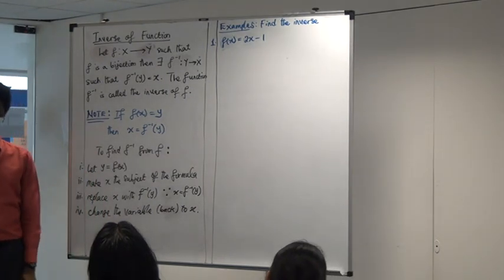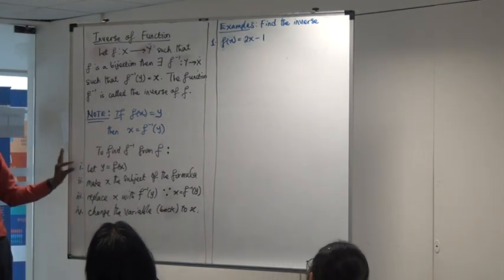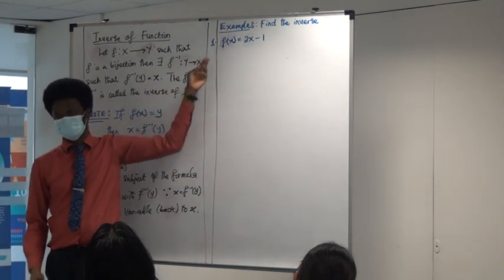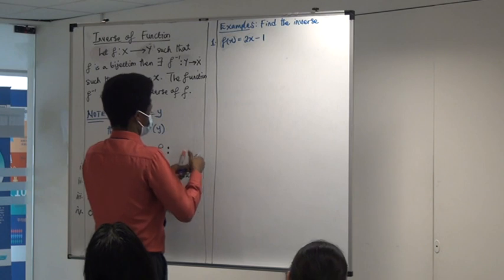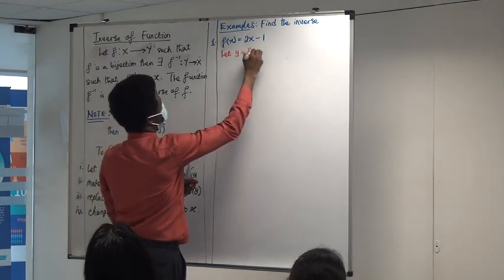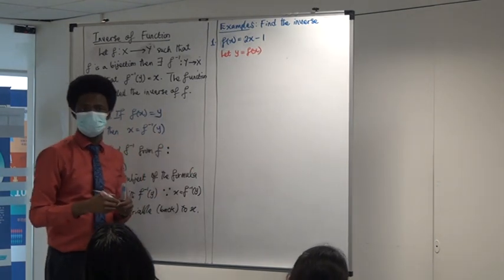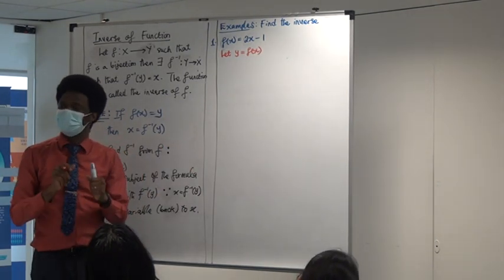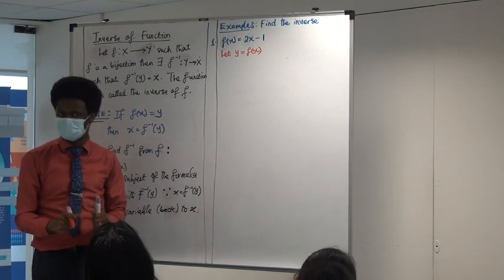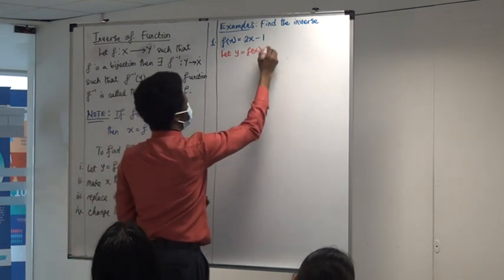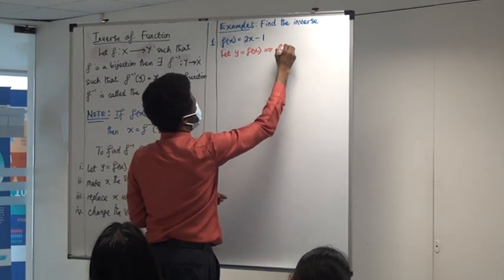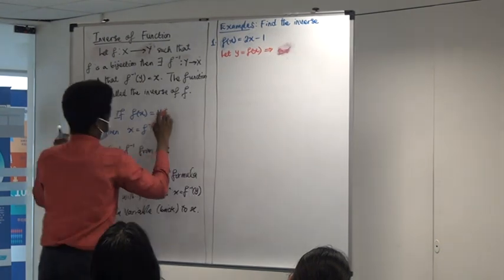Find the inverse of this function. The first thing you need to do, step 1, replace f of x with y. So you write, let y be f of x. Immediately you write this, for my solution, especially, this is IB, this is not IGCSE. If y is equal to f of x, it implies that f inverse of y from here.